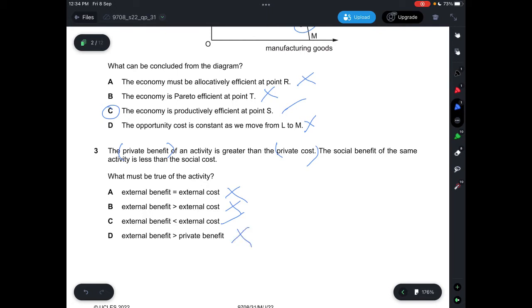The reason why external benefit is not more than private benefit is because, as you can see here, it says private benefit is greater than private cost. Okay, that's one. And second, it says the social benefit is less than the social cost. So that means that the external benefit should be lesser, and it should be lower than private benefit by a huge margin. So answer is C.